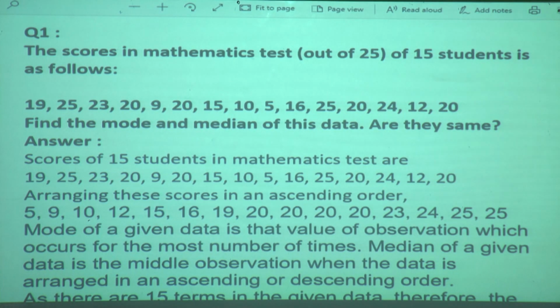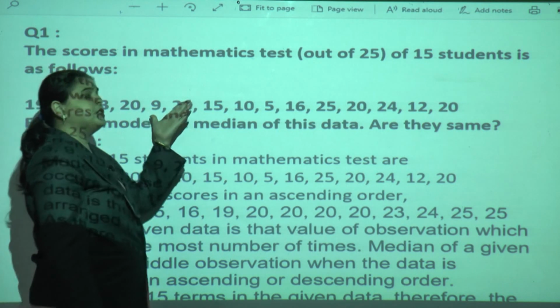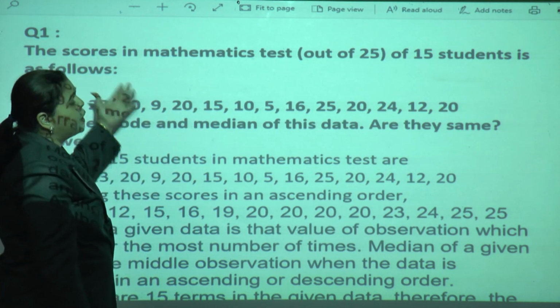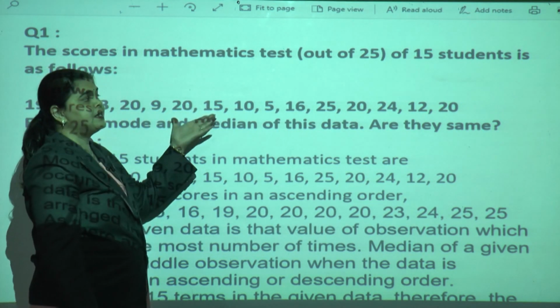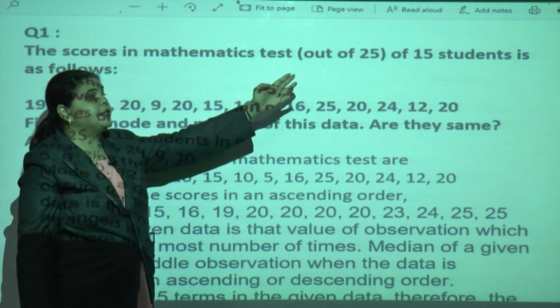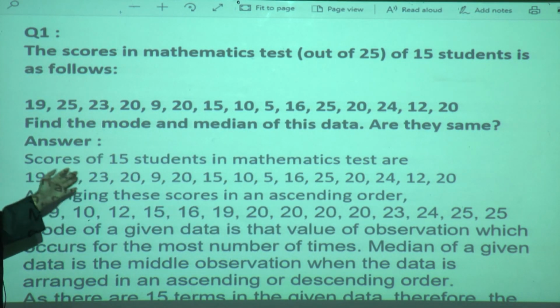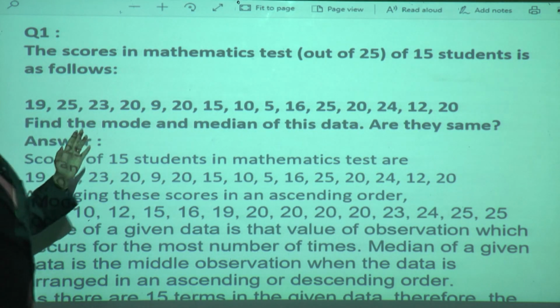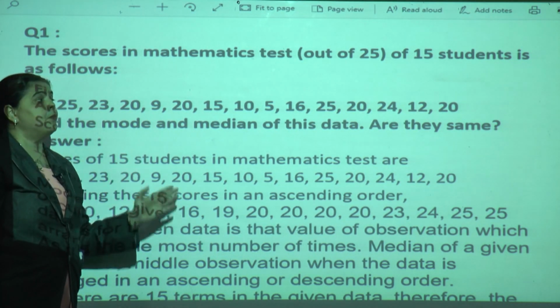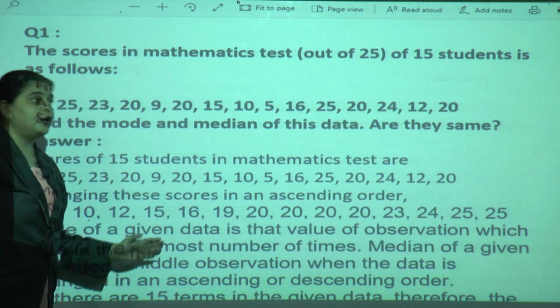The scores in a mathematics test out of 25 of 15 students are given. Here we had considered 10 observations, sometimes 5 observations. Now as we go further, the number of observations will increase. From the question we can say the number of observations is 15. To find the mean, we have to use our formula: the sum of observations upon the number of observations. One by one we will try to solve the example.